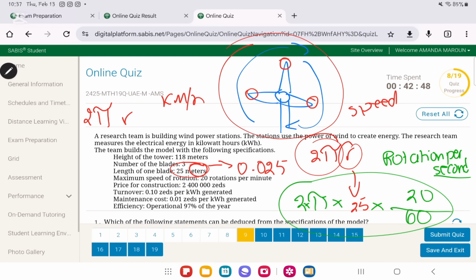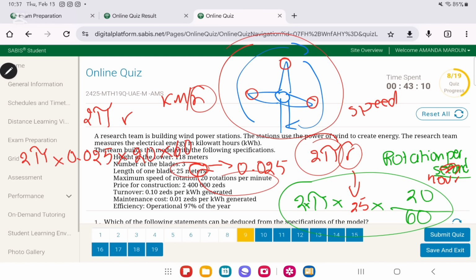0.025. So it becomes 2 pi times 0.025 multiplied by, now since they need it per hour, the rotations not per second but the rotations per hour. Very simply, to find the rotations per hour, you're going to take that it's 20 rotations per minute, so it's going to be 20 times 60 rotations per hour.